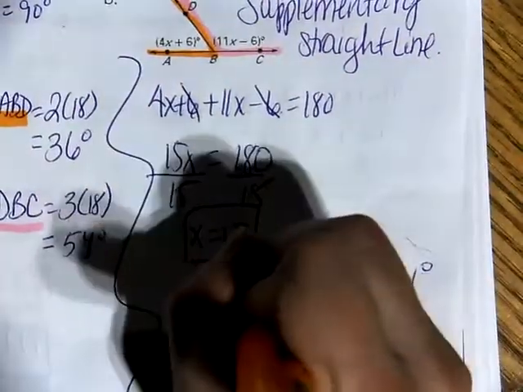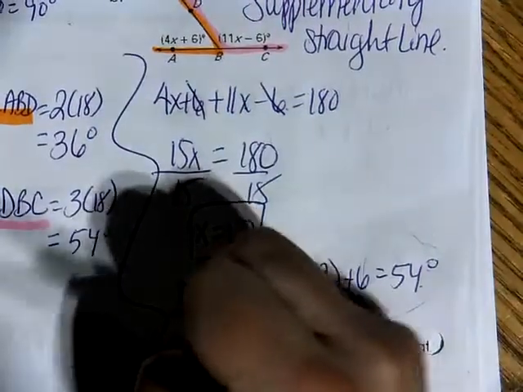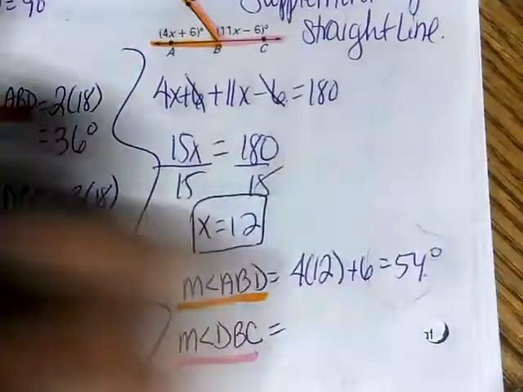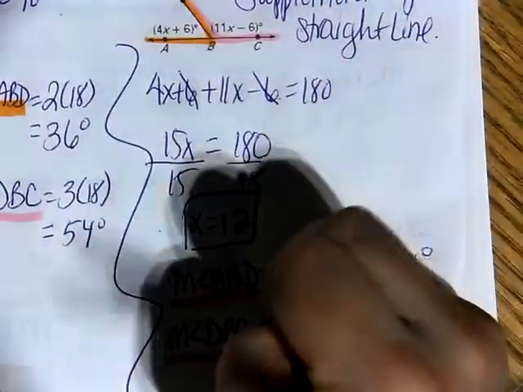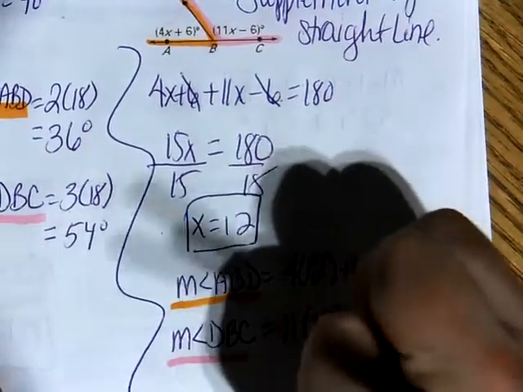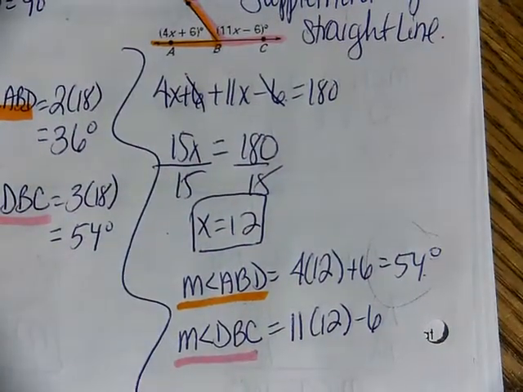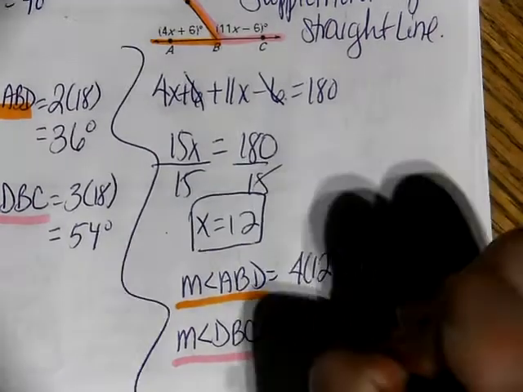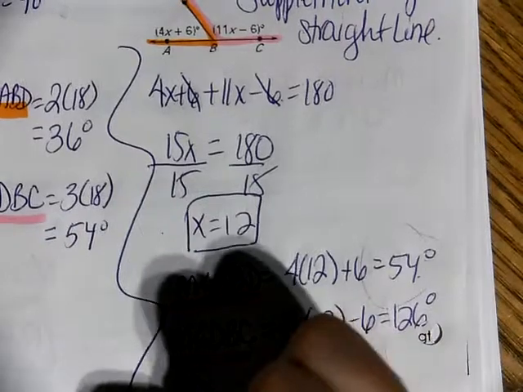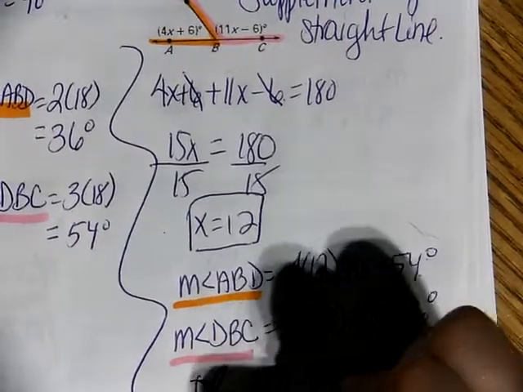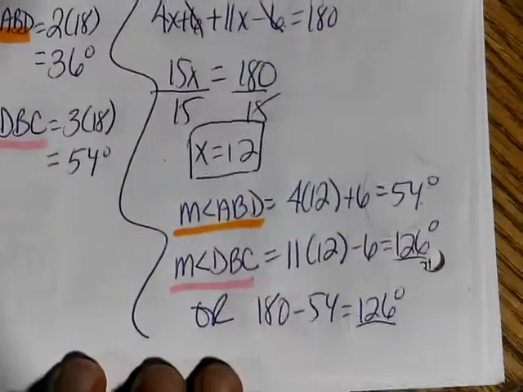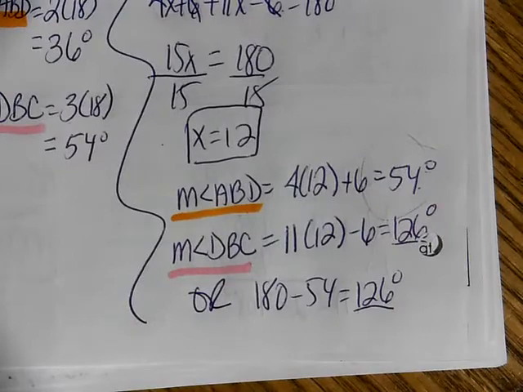So far we have the orange angle, and now what we want to find is the measure of angle DBC, my pink angle. That's going to be 11 times 12 minus 6. 11 times 12, I believe, is equal to 132. Then we subtract 6, and that's equal to 126 degrees. Or you could have simply done 180 minus 54, and that will also get you 126 degrees. Both ways will get you the exact same answer. It just depends on what you want to do.